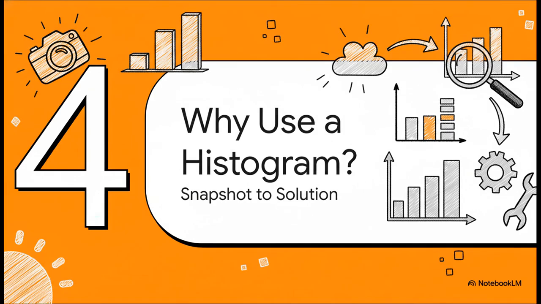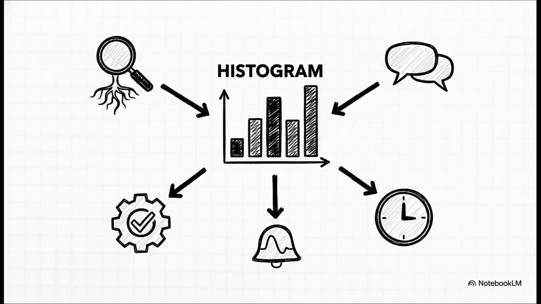Okay, so it makes a pretty chart. Big deal, right? Well, it's way more than that. Why should you actually use a histogram? Because it's not just about taking a snapshot of your data. It's about finding a path to a solution. This thing is like the Swiss Army knife of data visualization. It helps you track down the root cause of a problem, figure out if your process can even do what you need it to do, understand the shape and spread of your data, spot changes over time, and, like we just saw, it helps you communicate really complex information in a super simple way.